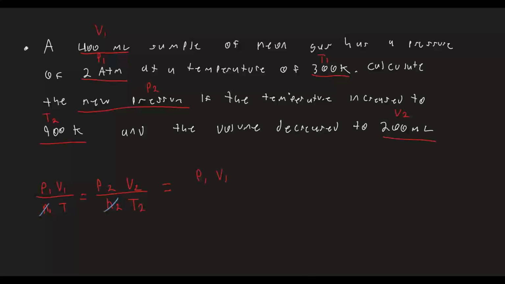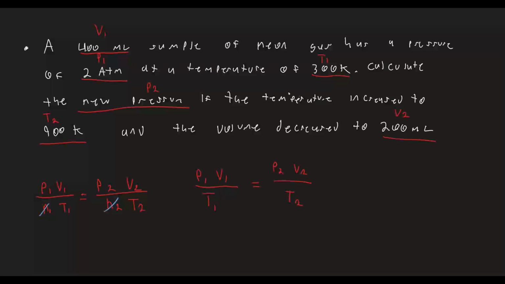P1, V1 over T1 equals P2, V2 over T2. So this is our new law that we will use. And like I said, we can always just go back to this original equation and we can manipulate it any way we want to solve for any sort of gas problem, really. So this is the combined gas law.